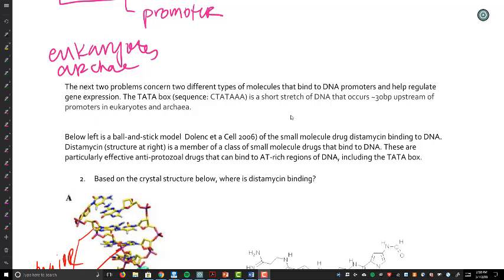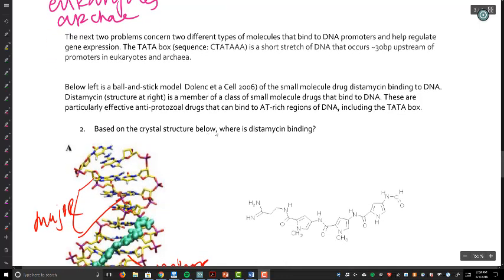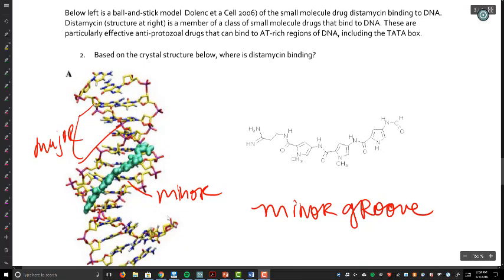And the first question is about small molecule drugs, one of which is distamycin. These molecules are known to bind to DNA. And so the question was, based on this picture, try to figure out which groove distamycin is binding to. It's a little bit hard to see in this picture. You can never really get long enough DNA to see it well.